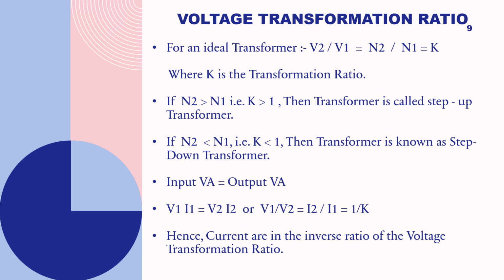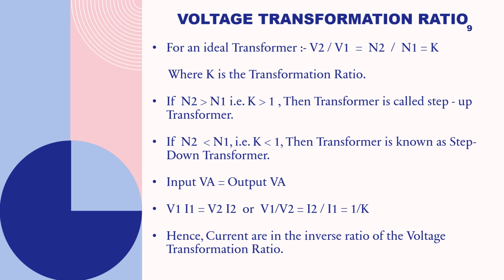Voltage transformation ratio. Now we will see what is voltage transformation ratio. For an ideal transformer, V2 by V1 is equal to N2 by N1, which is equal to K, where K is the transformation ratio. If N2 is greater than N1, that is K greater than 1, then the transformer is called step-up transformer. If N2 is less than N1, that is K less than 1, then the transformer is known as step-down transformer.